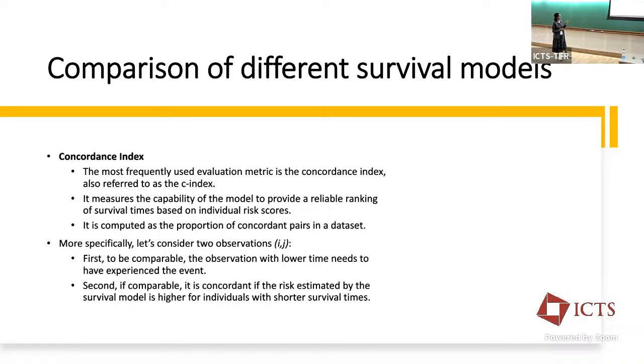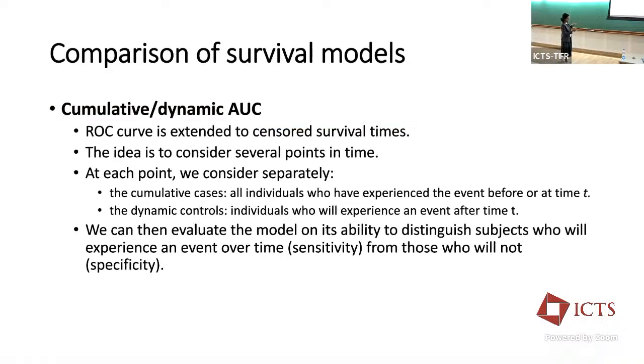If you're looking at two observations, first, to be comparable, the observation with lower time needs to have experienced the event. Second, if comparable, it is concordant if the risk estimated by the model is higher for individuals with shorter survival times, which makes sense, of course.